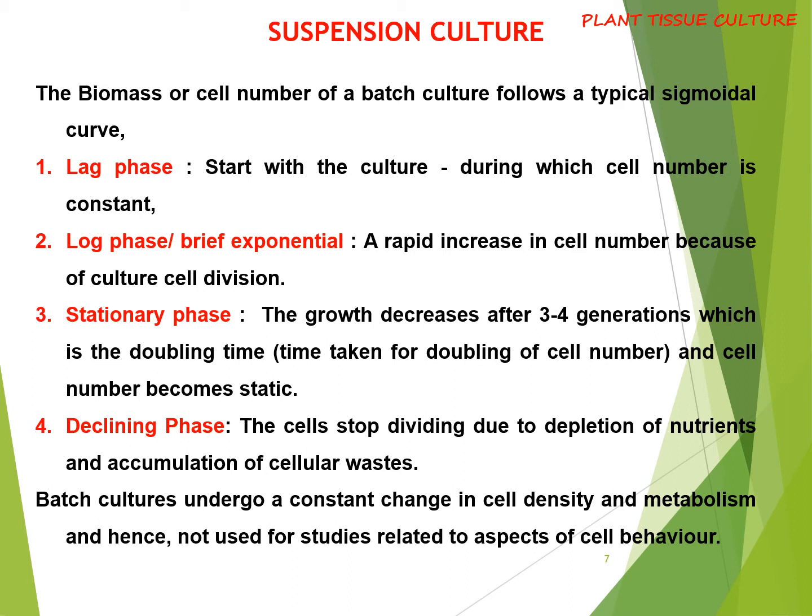The third phase is the stationary phase. As the name suggests, the cells undergo a static state. The growth decreases. Next is the declining phase, where the cells stop dividing and there is a decrease in the number of cells due to death of the cells. This is due to depletion of nutrients in the media and some toxic cellular waste that is released into the media.